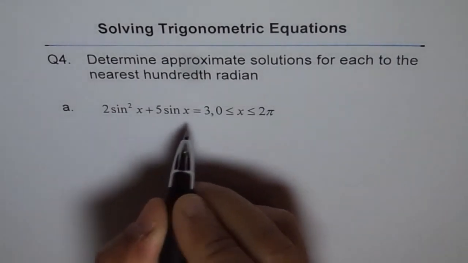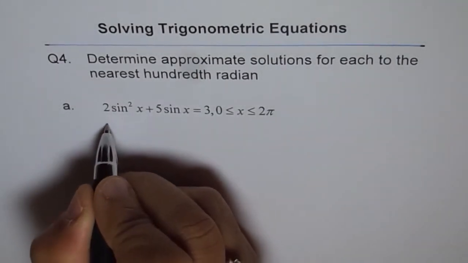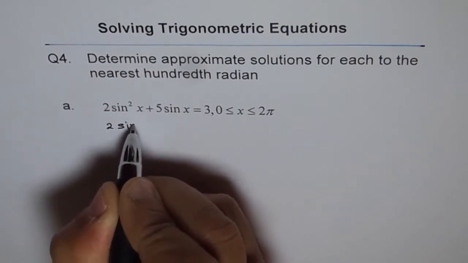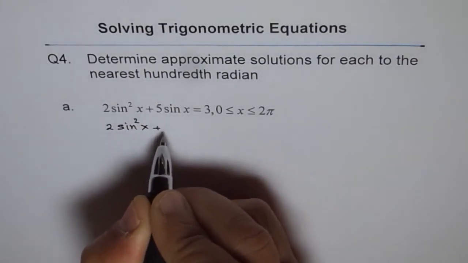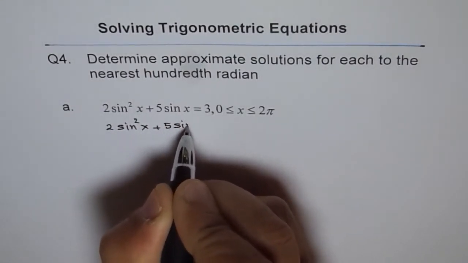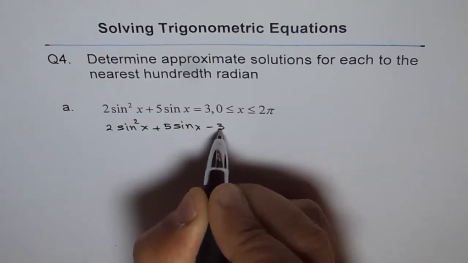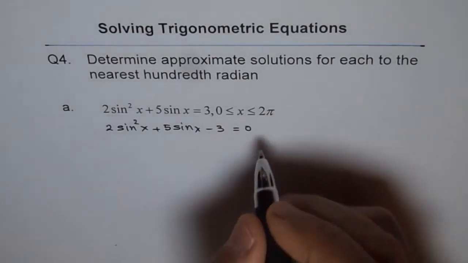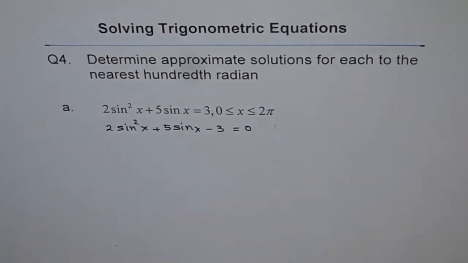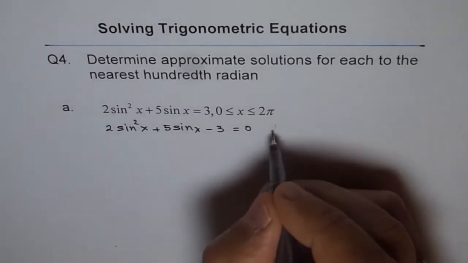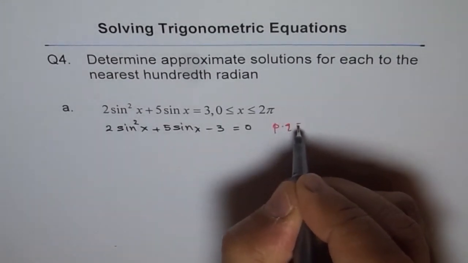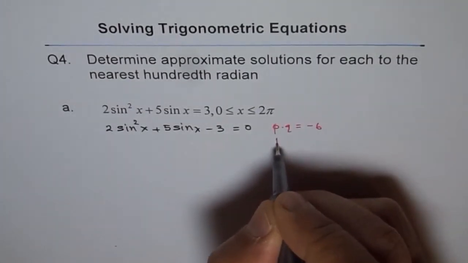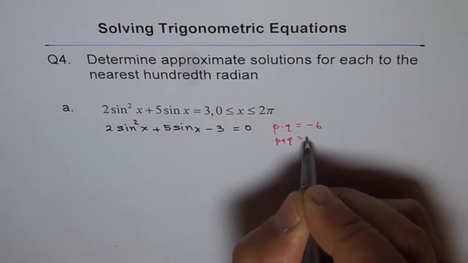So let's rewrite this with 3 on the left side. So we can write this as 2 sine square x plus 5 sine x minus 3 equals 0. Now we are looking for two numbers whose product is minus 3 times 2, which is minus 6, and whose sum is plus 5.